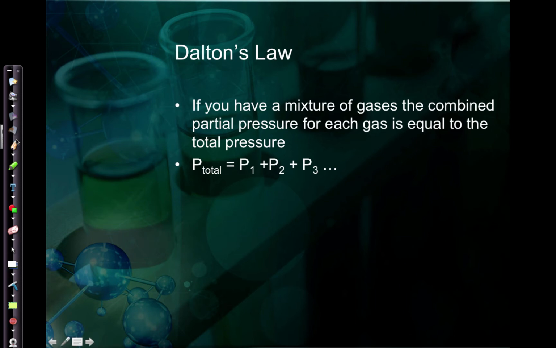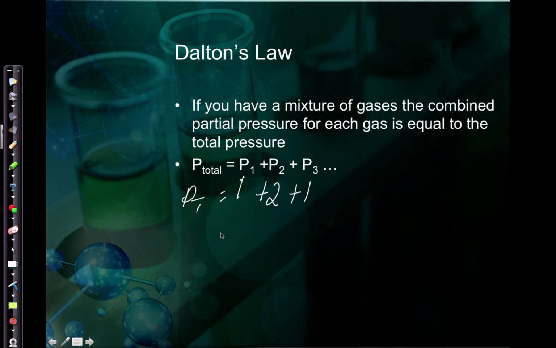So basically if you have a mixture of different gases, and let's say that the pressure of the first gas is 1 atmosphere, and the pressure of the second is 2, and then the pressure of the third is 1, the total pressure would be equal to the sum of those pressures. So it would be equal to 4 atmospheres.